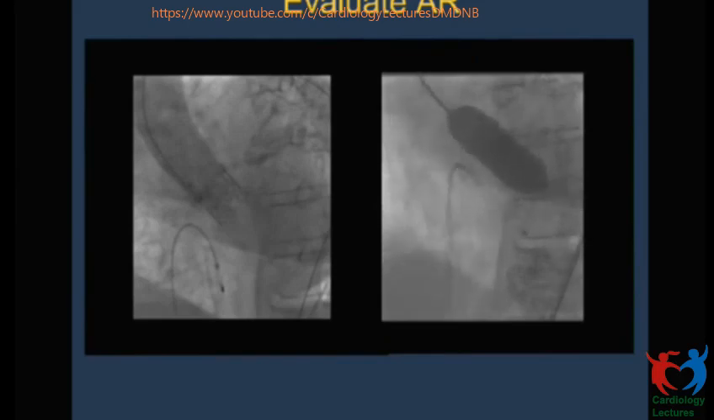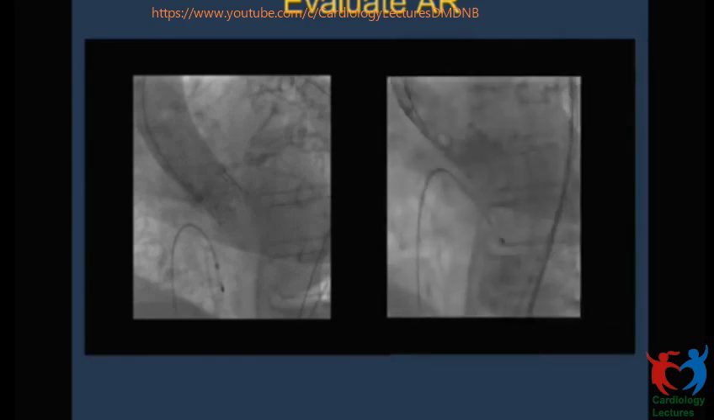And I think if you want to go to intermediate or low risk patients, you should not have a paravalvular leak of more than grade 1.